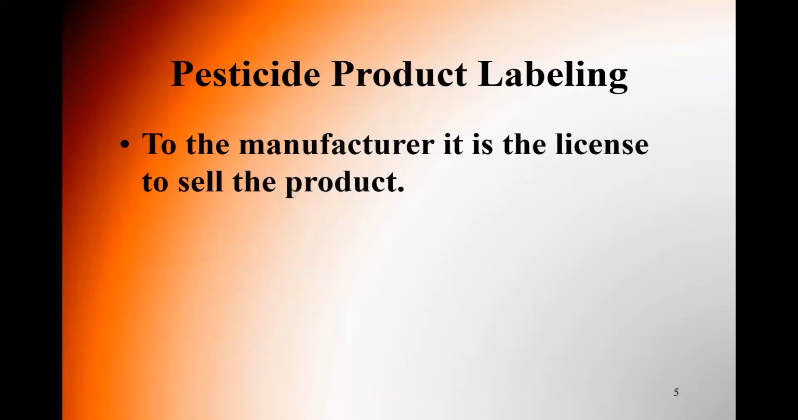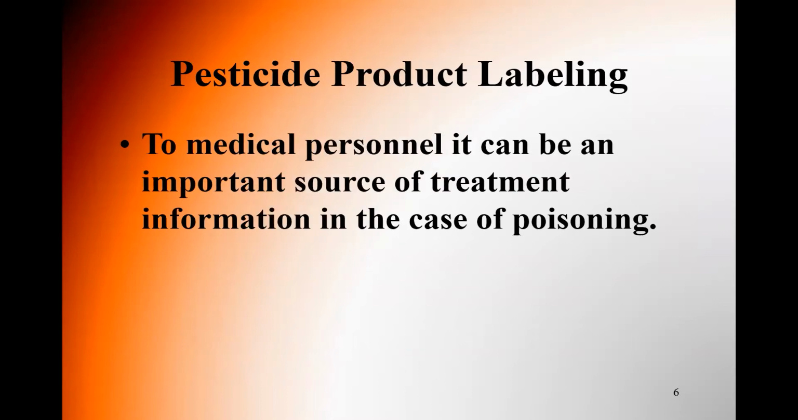So for labeling to the manufacturer, the label is the license to sell the product. That's what they have to do, their due diligence, to be able to sell that product. To the medical personnel, if you are to become sick, it may be an important source of treatment information in case they think maybe you've been poisoned, how to treat you for that, what precautions they need to take, and what treatment protocols they need to abide by.